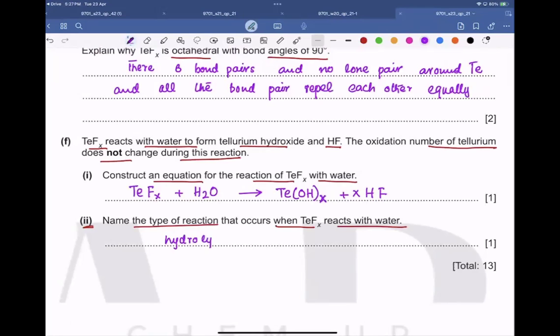And from here, we got to know one more thing. If it's hydrolysis, then it means that it's a covalent molecule, a covalent compound. Is this clear?